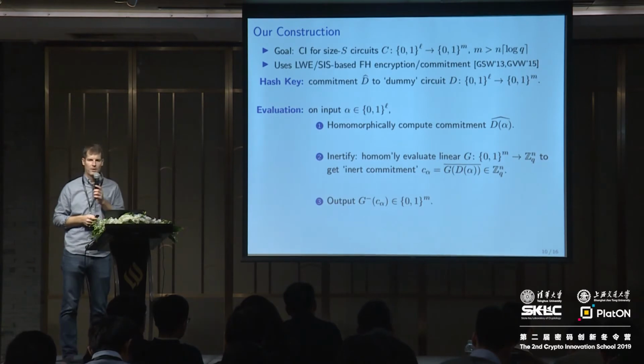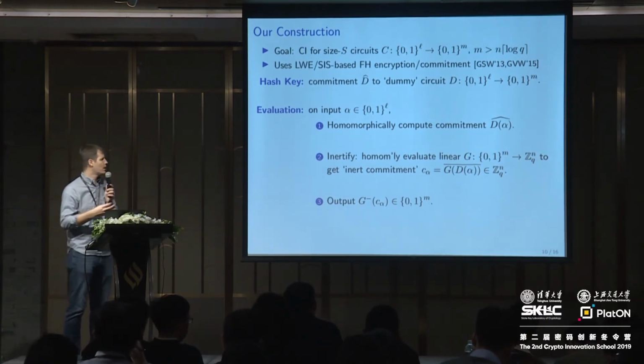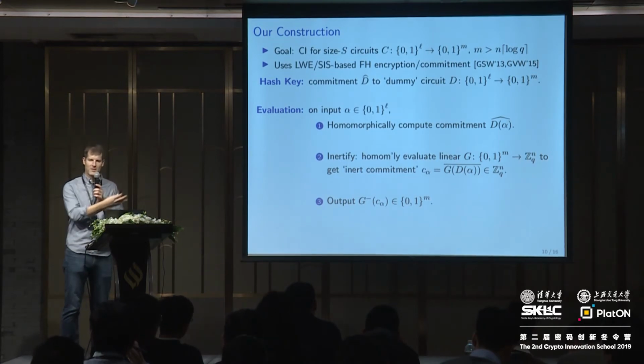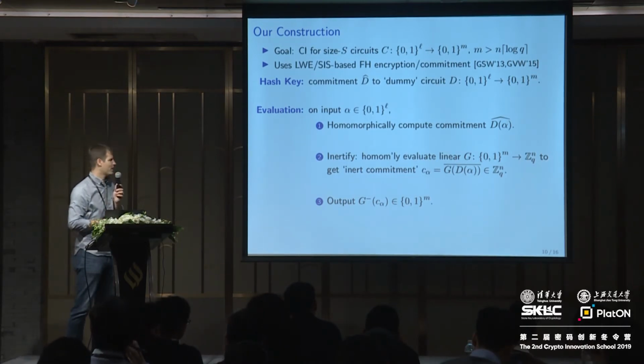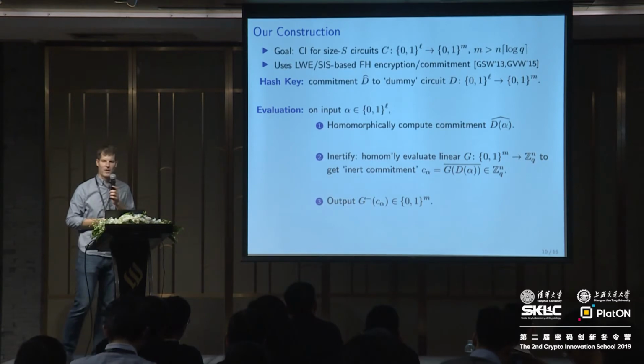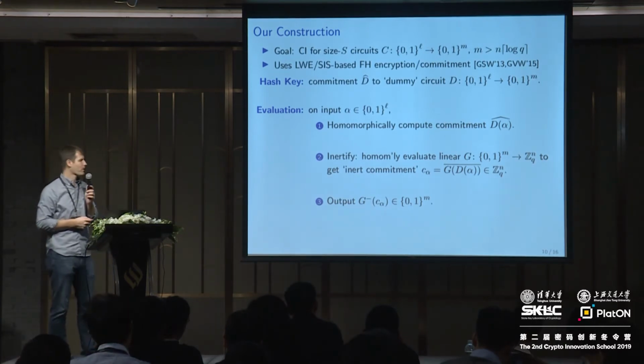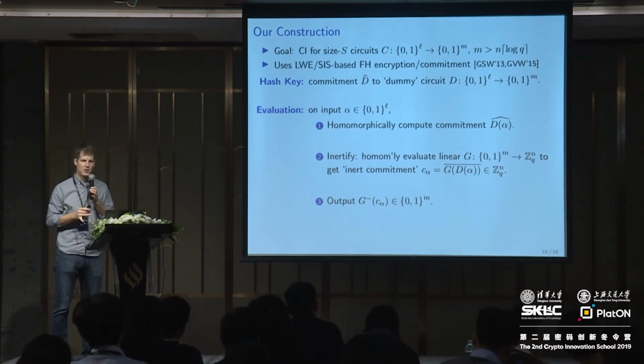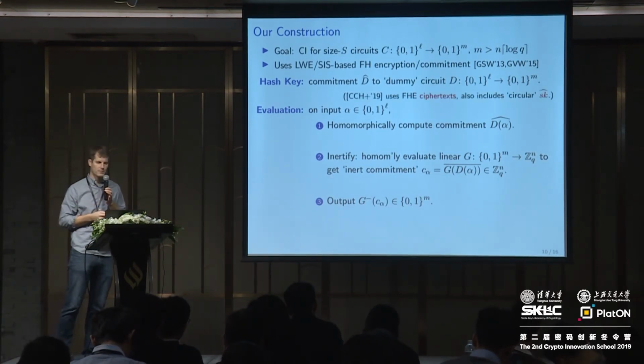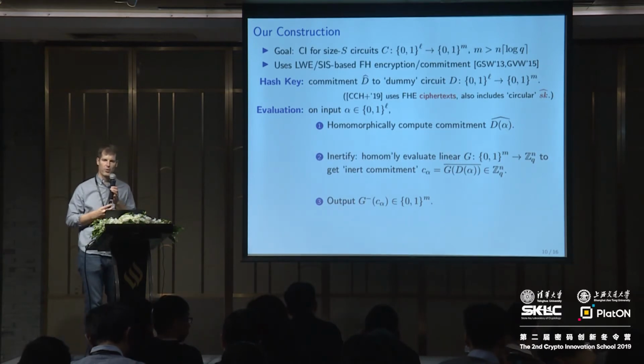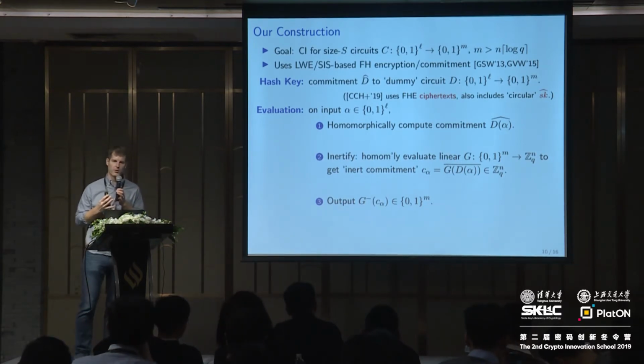So this is what the construction does. This is how you evaluate the hash function. For mysterious reasons, these are the steps that it does, and we'll see why these steps are actually useful. But first I'd like to mention how this relates to the earlier construction of Kennedy et al., and how we avoid the need for circular secure FHE.